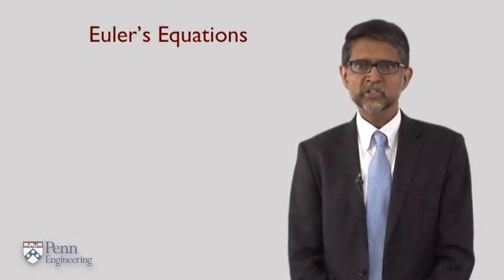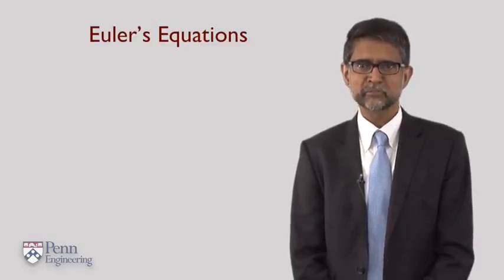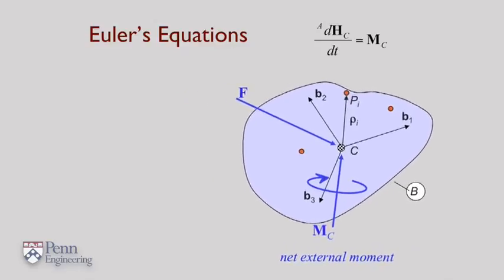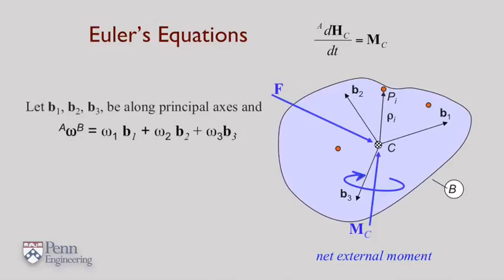Now we're ready to deal with Euler's equations, which will tell us the rotational equations of motion. Again, it comes down to this basic observation: the rate of change of angular momentum is equal to the net moment applied on the rigid body. We take C, the center of mass, as the origin for all our calculations. In this picture, B1, B2, and B3 are a set of body-fixed unit vectors that define a body-fixed frame. We'll now insist that these vectors point along principal axes. And we'll write our angular velocity as a linear combination of B1, B2, and B3, and the components are omega 1, omega 2, and omega 3.